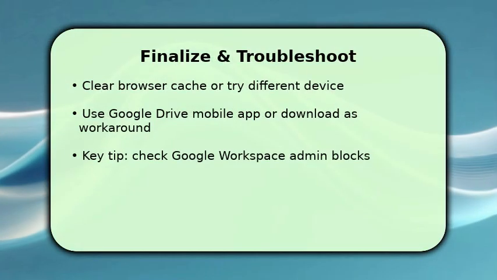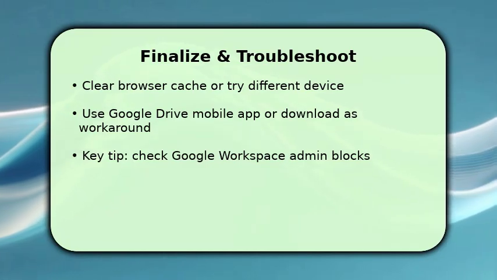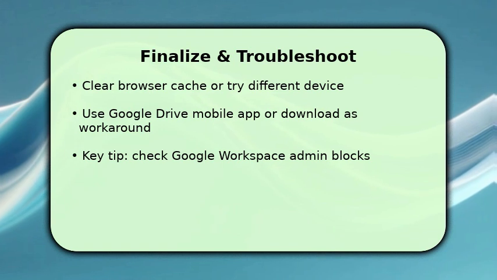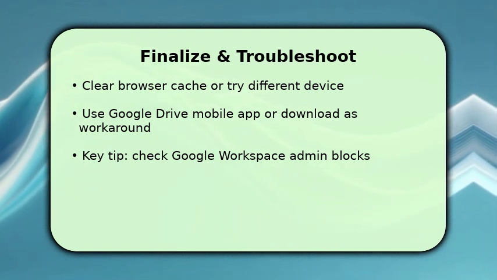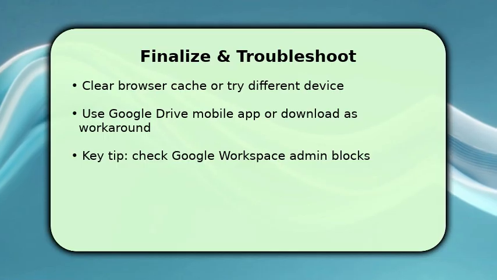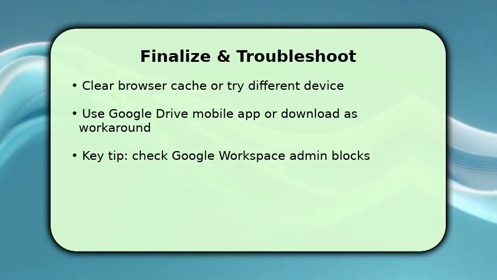These steps address this. To finish, clear the browser cache and cookies, or test the link on a different device to rule out local issues. Once done, try the Google Drive mobile app as an alternative path. If the link still fails, download via a shared request or ask the owner to create a fresh link.